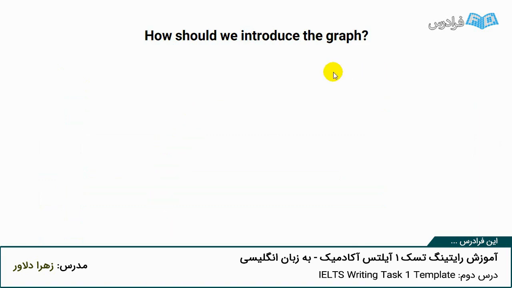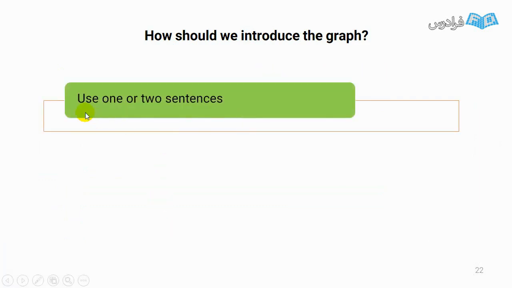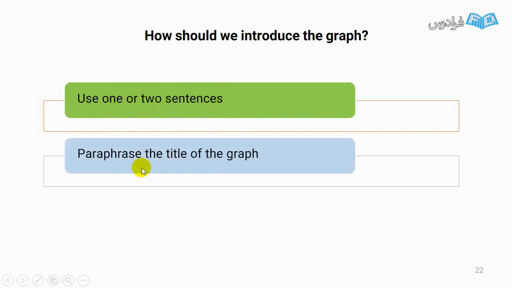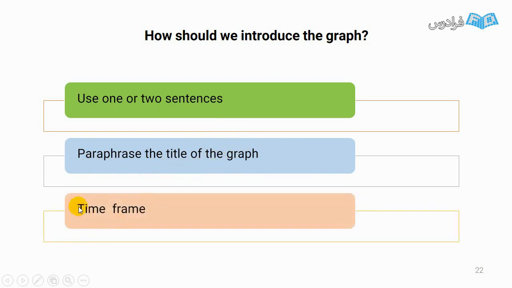How should we introduce the graph? You need just to write one or two sentences. What kind of information do you have to write? You just need to paraphrase the title of the graph and the question. Just that. That's enough. Try to check the visual, its title, and all the details to add to this introduction. And be careful about the time frame. Follow the time frame that is given to you.